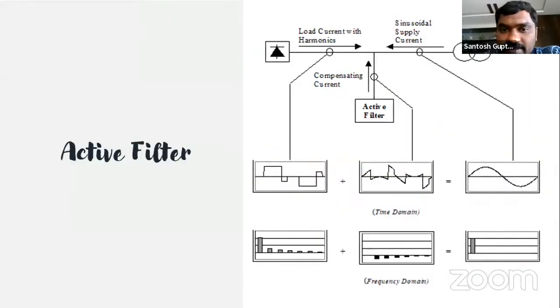This is the schematic of the active filter. If you see, this is the load with harmonics. This particular load is generating some harmonics, so this is the pattern. And this is the active filter. This active filter will be designed in such a way that it will inject currents opposite to the harmonic currents. So these both will cancel each other out, and the current which is coming here will be a pure sinusoidal waveform.